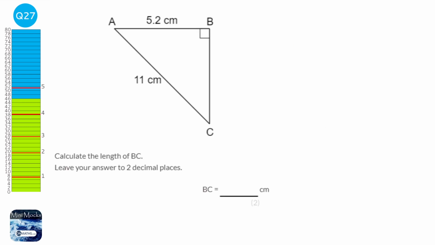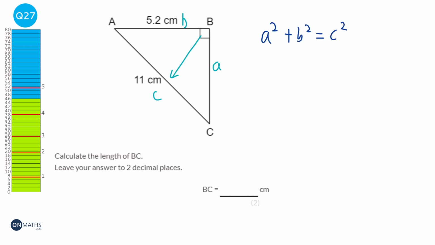So in this question, we've got a right angle triangle, and we're asked for length BC, and we're given the other 2 lengths. It's going to be Pythagoras. And so for Pythagoras, I just label the sides A, B, and C, but C must be the one opposite the right angle. And Pythagoras says that a squared plus b squared is equal to c squared.